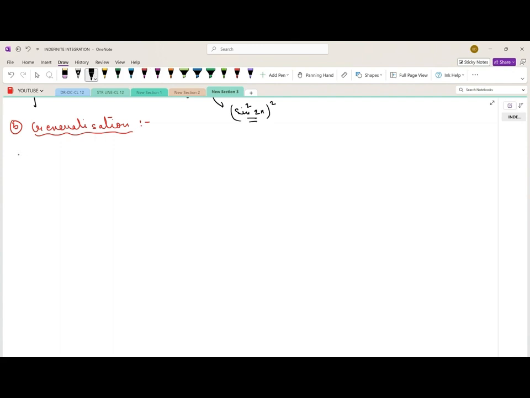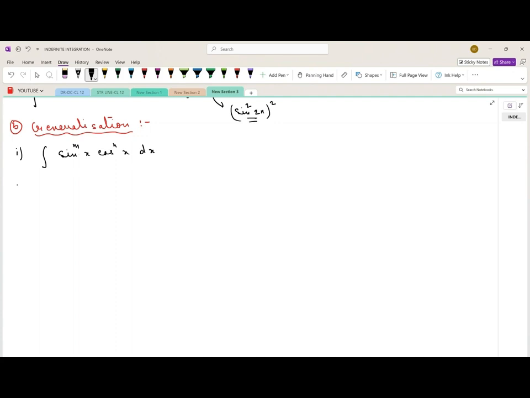So first, your integral is of the form sin mx cos nx dx. So this is the form that you have, sin mx cos nx, where m and n can be any value, I mean they are natural numbers. M and n are natural numbers, they can be odd or even.